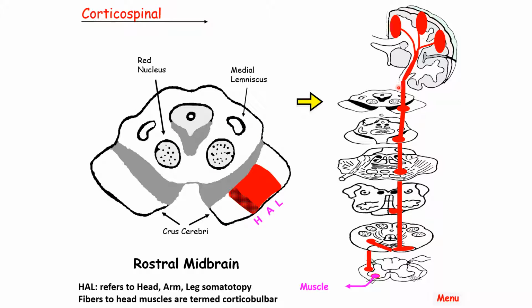As we move a little bit lower, we'll enter into the midbrain, and we see here the corticospinal tract is occupying the middle third of the crus cerebri, with the head represented most medially, the arms and trunk a little more laterally, and the legs a little more laterally. As we said, fibers to the head muscles are termed corticobulbar fibers. Notice that the somatotopy is retained throughout this pathway.